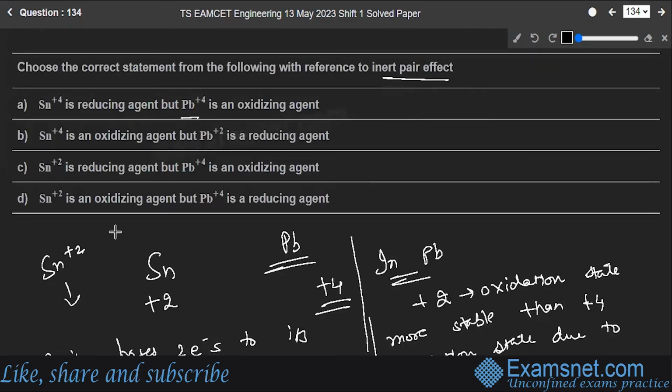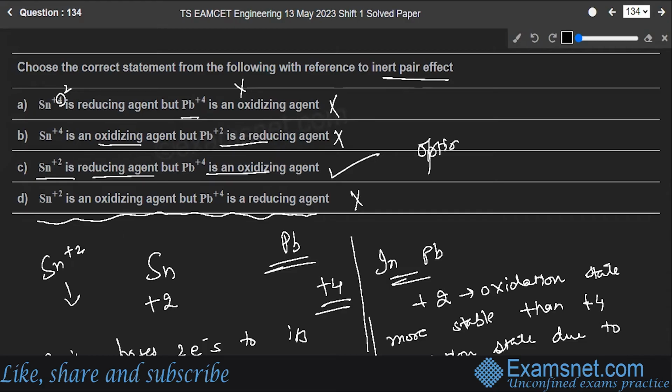Let's go for the first one now that we have read. Sn plus 4 is a reducing agent, but this is oxidizing. No, this is not correct because Sn plus 2 is a reducing agent, not Sn plus 4. Next, this is an oxidizing agent and this is a reducing agent. Wrong. This is also wrong. Sn plus 2 is reducing agent and this is oxidizing agent. This is absolutely correct. Last one, Sn plus 2 is an oxidizing and Pb plus 4 is a reducing agent. Wrong again. So option C is the correct one. Hope you understood that. Let's move to the next question.